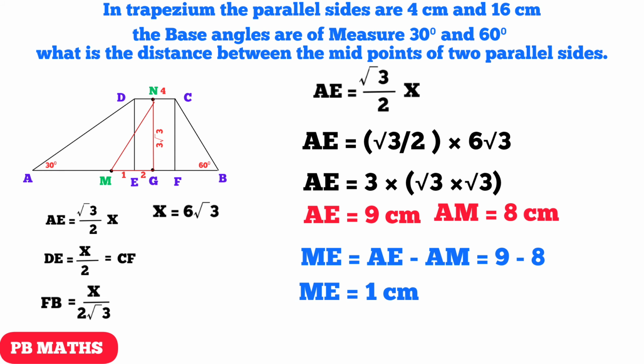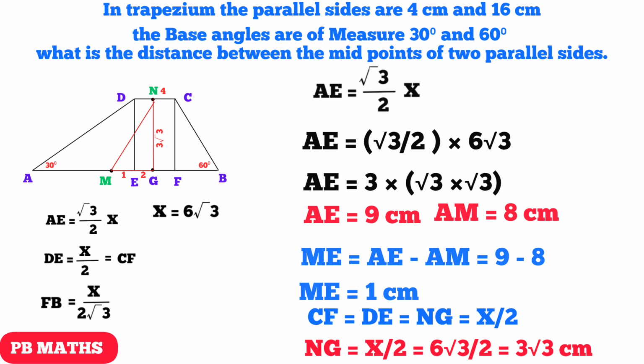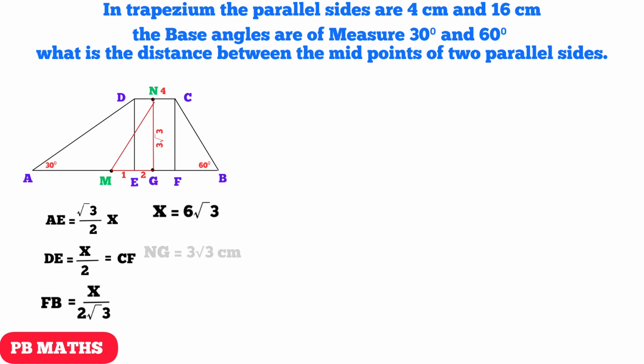It is given that CF and DE are equal to x by 2 centimeter. We know the value of x as 6 root 3. Then the value of NG becomes 6 root 3 divided by 2, that is 3 root 3. So, in the right angle triangle NGM, we have the lengths of NG and MG. MG equals ME plus EG, that is 1 plus 2, which equals 3. So, let's use Pythagoras theorem in the right angle triangle NGM to find out the length of MN.